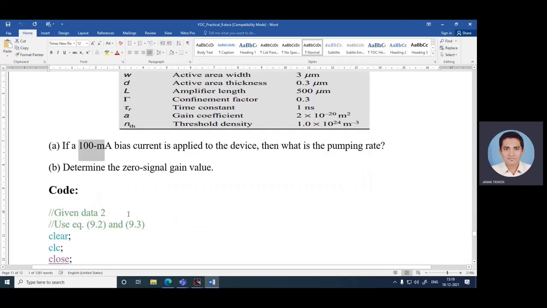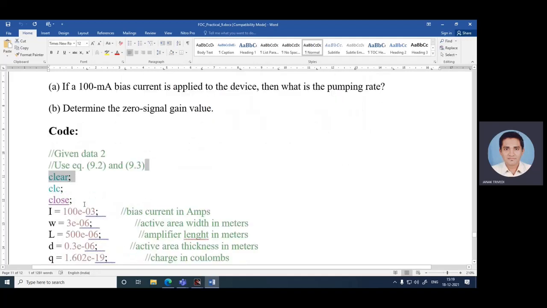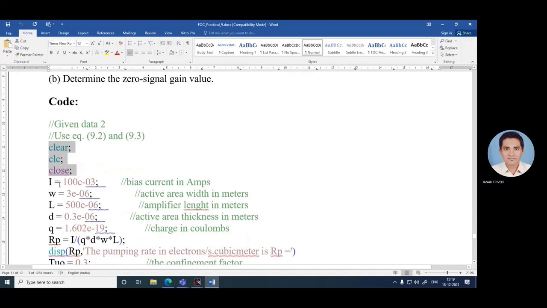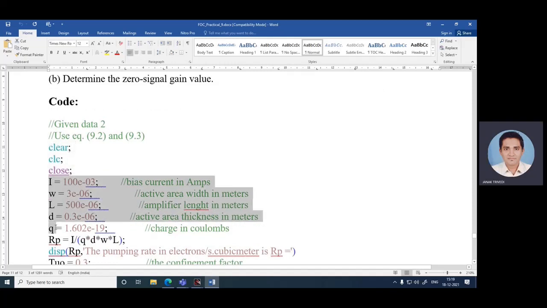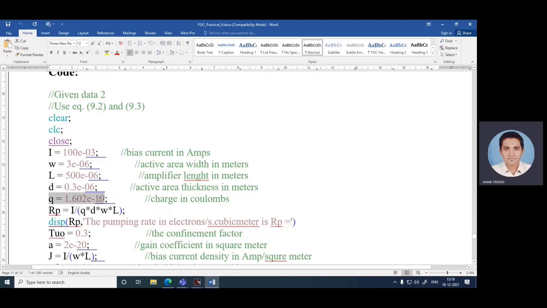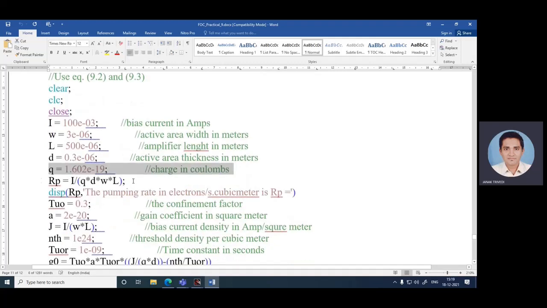So solving this particular example, we have to use equations 9.2 and 9.3. Then clear, clc, close, then this is the given data: I, W, L, D, Q as per standard value. So I is equal to 100 into 10 raised to minus 3, bias current in amplifier; W is equal to 3 into 10 raised to minus 6, active area width in meter; L is equal to 500 into 10 raised to minus 6, amplifier length in meter; D is equal to 0.3 into 10 raised to minus 6, active area thickness in meter; Q is equal to 1.602 into 10 raised to minus 19, charge in coulomb. And then we have to use equation 9.2, that is R is equal to I divided by Q D W L. Then this is the pumping rate in electrons per cubic meter per second.